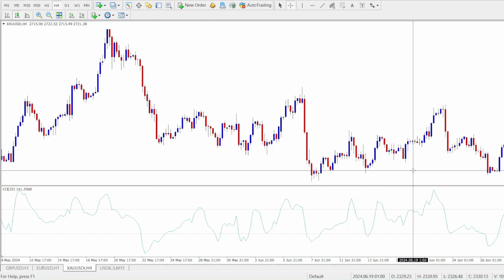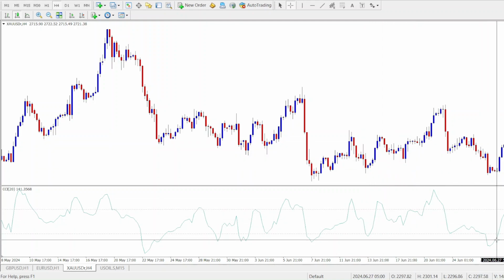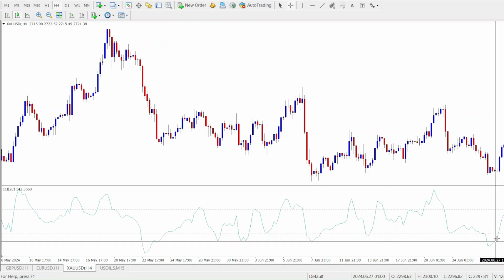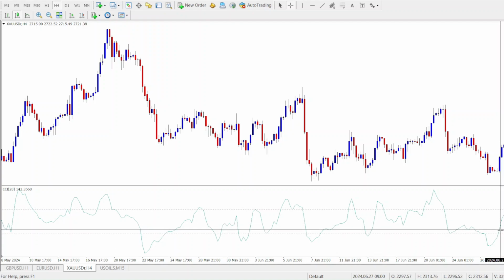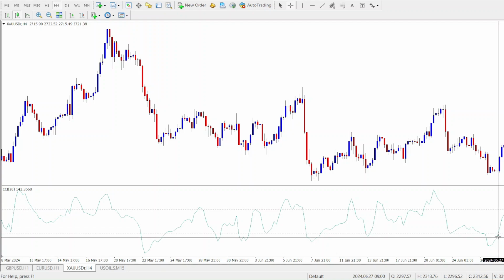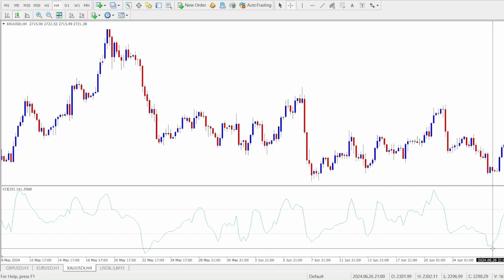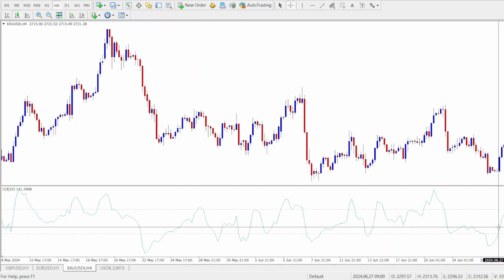Now, as for our entry signal, when the CCI crosses above the minus 100 from the oversold zone, when it just crosses above the minus 100, it indicates that bearish momentum is fading, which can be a signal to go long. So if you want to work with the crossover strategy, when the CCI crosses above the minus 100, it's a signal to enter a buy trade.